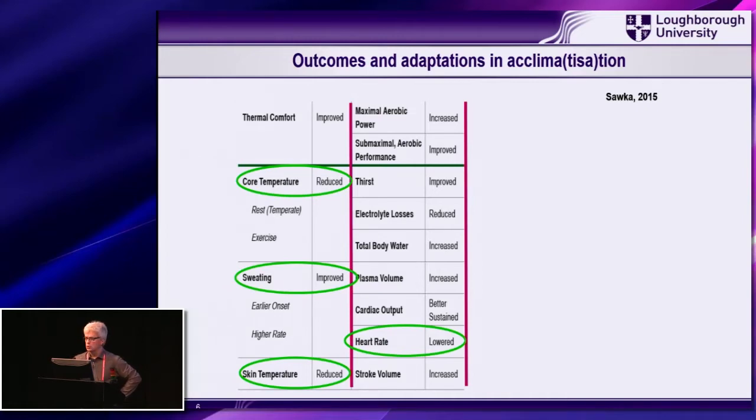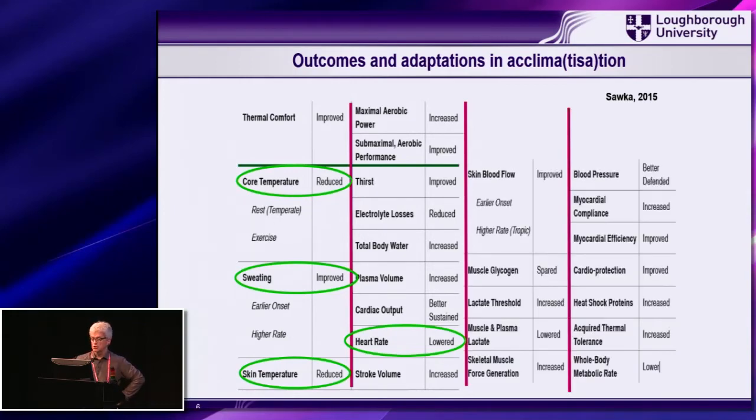Core temperature is reduced. So when you go and exercise, you will exercise with the same workload and the same client with a lower core temperature, or you can push up your workload and get the same core temperature. Sweating is improved, skin temperature is reduced, and heart rate is lowered. But as you see here, the list of changes, and this is even more, is very long. So there's lots of different things which change, but the ones that I circled here are, I would say, the most classical representations of heat acclimation.